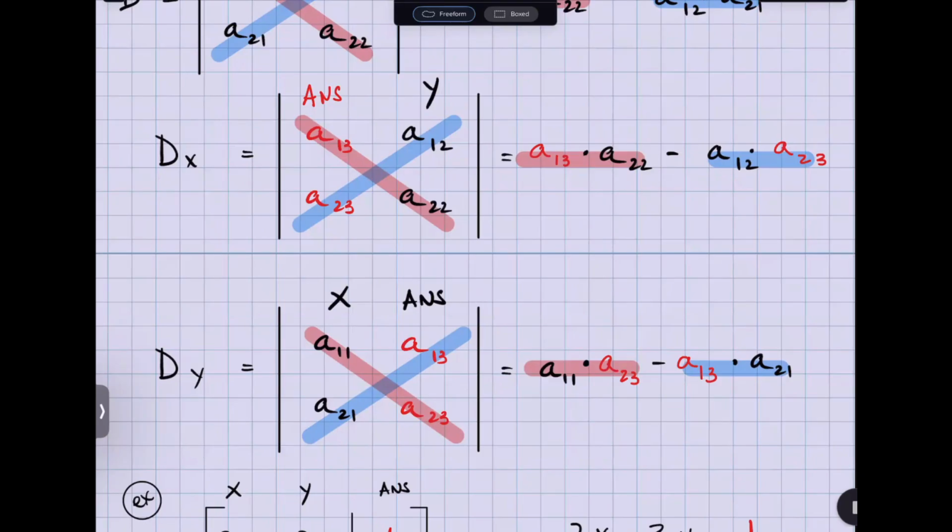So that's how you find D versus Dx versus Dy. D is just the x and y columns as your determinant. Dx is replacing the x column with your answer and doing that determinant. Dy is just replacing the y column with the answer and doing that determinant.